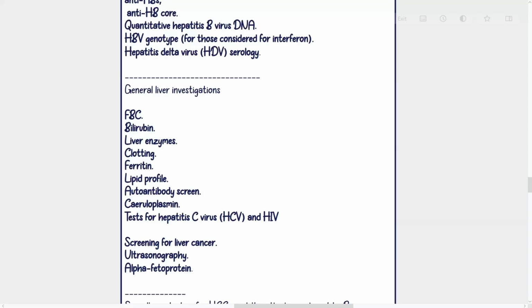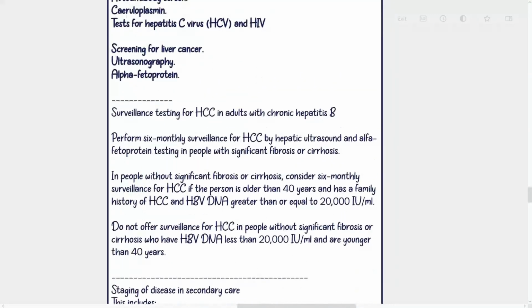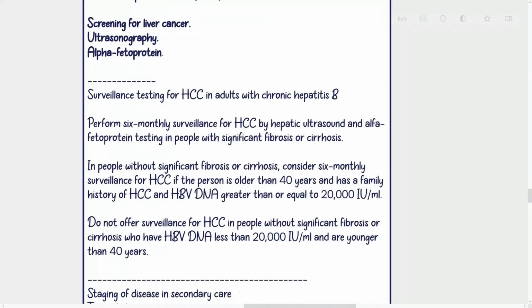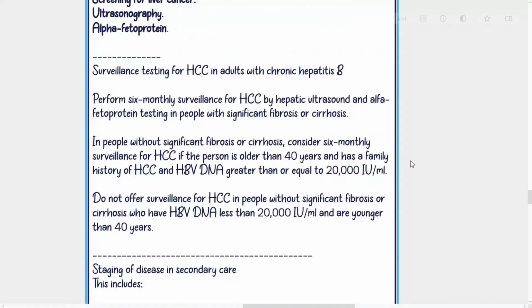Screening for liver cancer, ultrasonography, alpha-fetoprotein, surveillance testing for HCC in adults with chronic hepatitis B. Perform 6-monthly surveillance for HCC by hepatic ultrasound and alpha-fetoprotein testing in people with significant fibrosis or cirrhosis. In people without significant fibrosis or cirrhosis, consider 6-monthly surveillance for HCC if the person is older than 40 years and has a family history of HCC and HBV DNA greater than or equal to 20,000. Do not offer surveillance for HCC in people without significant fibrosis or cirrhosis who have HBV DNA less than 20,000 and are younger than 40 years.